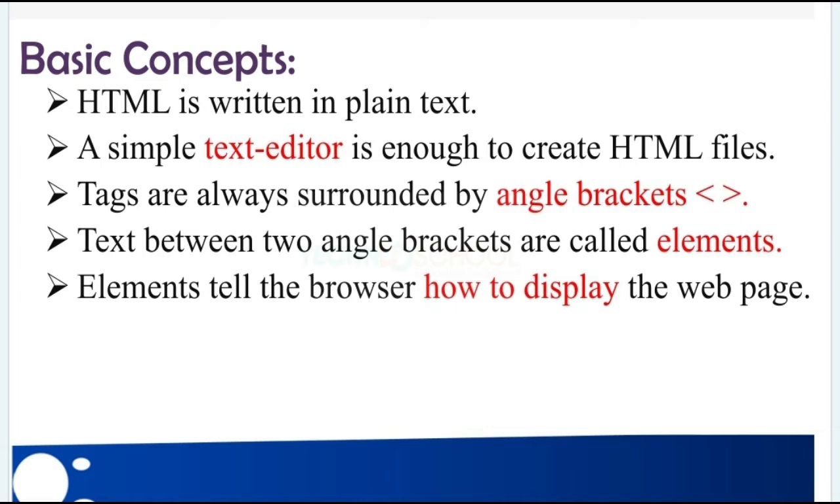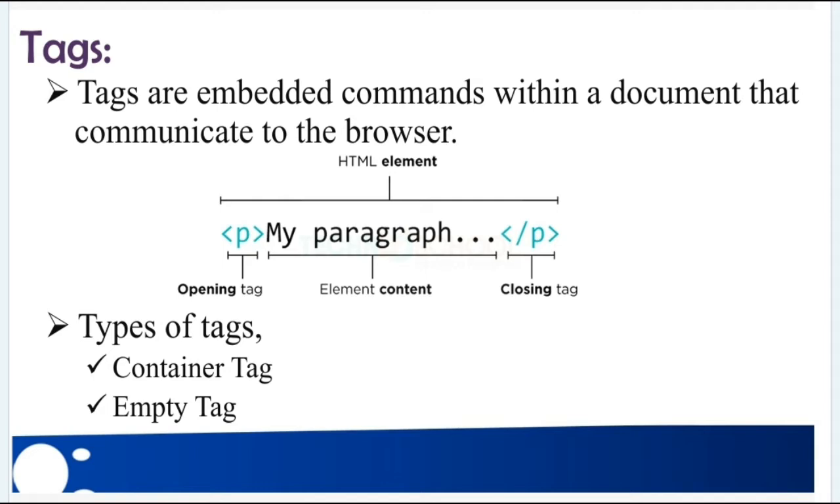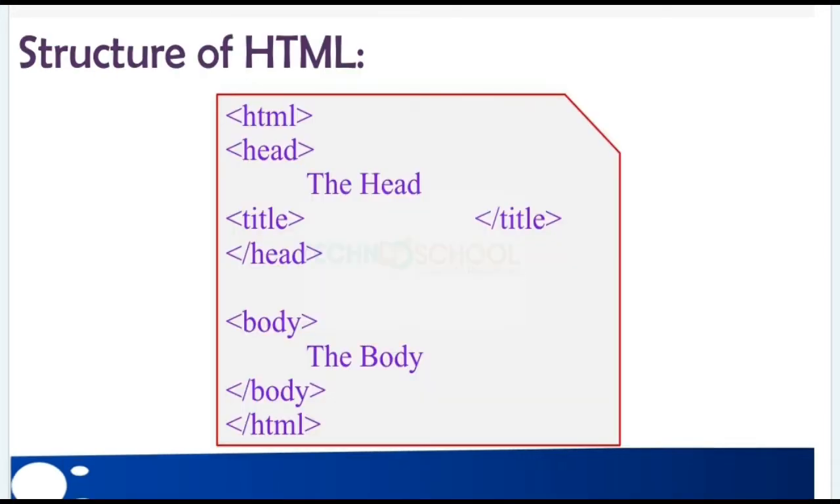HTML is written in plain text. We have to use Notepad for entering programs in HTML, and the tags are surrounded by angle brackets. Text between two angle brackets, like you can see here, we used the paragraph tag. The opening and corresponding closing tag we have to enter when we write programs. There are two types of tags: one is the container tag and the other is the empty tag. This is the example for tags in HTML.